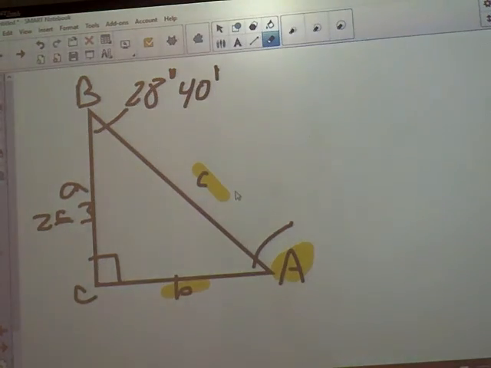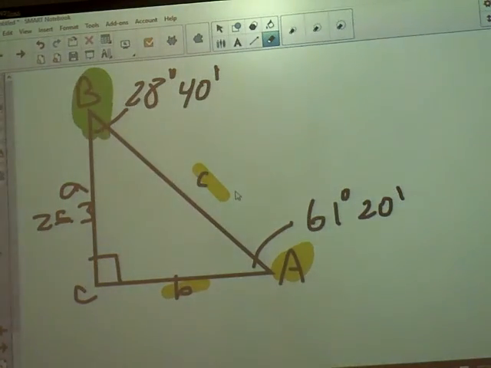What'd you get, Rachel? 61 degrees and 20 minutes. 61 degrees and how many minutes? 20 minutes. I think if you put it all as degrees, it was like 61.3. Okay. Now, that got us our angles taken care of. Now we have to use our sides and find our sides. If I were you, because I have to have an angle theta that I'm going to work with here, it would make most sense to make angle B theta.